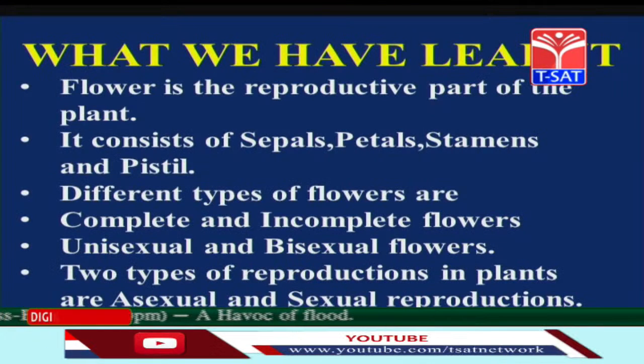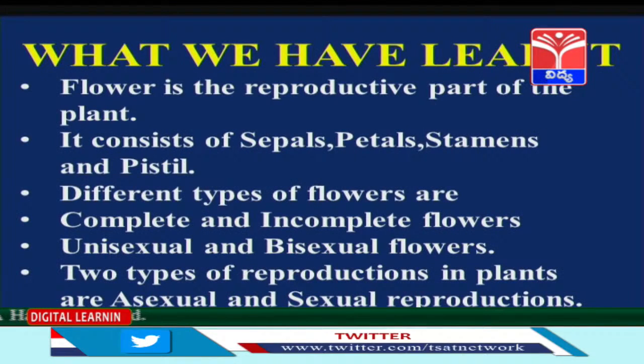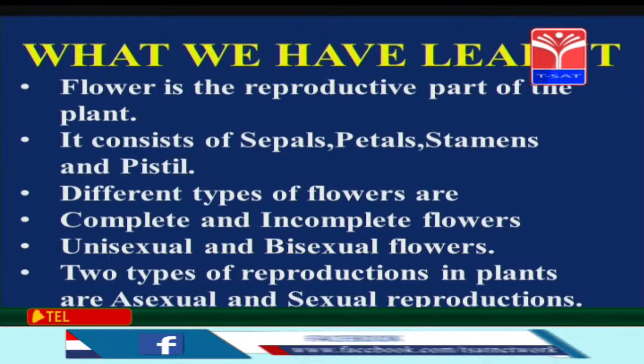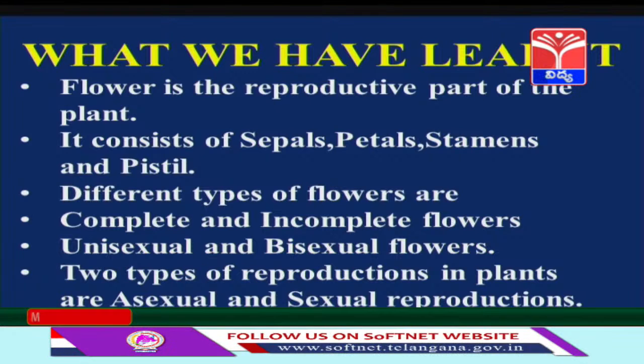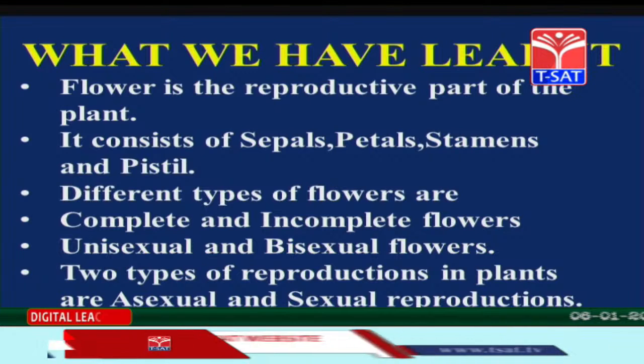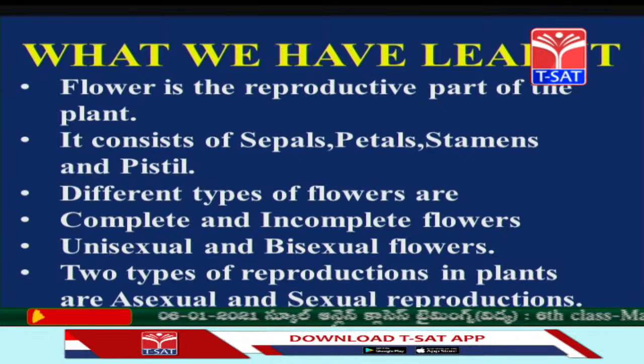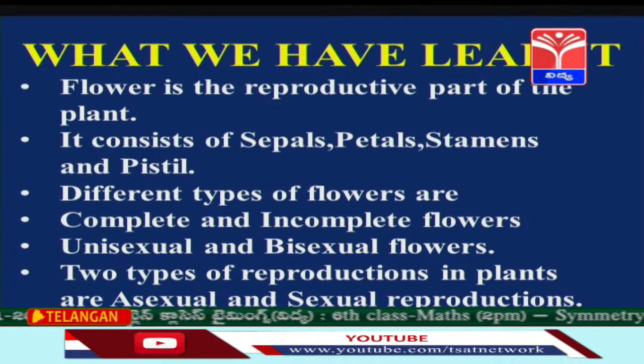So, here let us recapitulate what we have learned. From this overall lesson, what are the points which we have learned? See, children, the flower is the reproductive part of the plant. It consists of sepals, petals, stamens and pistil. Different types of flowers are complete and incomplete flowers, unisexual and bisexual flowers. And the two types of reproduction in plants are asexual reproduction and sexual reproduction. So, these are the points which we have seen and I hope that you have understood the lesson.